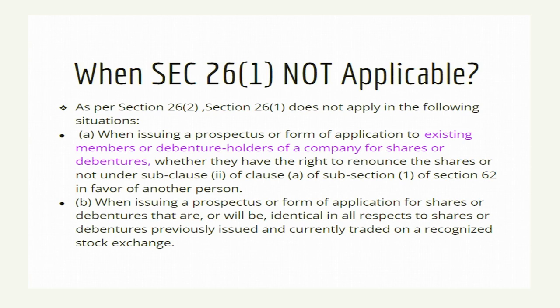And section 26(1): in which circumstances is it not applicable? As per section 26(2), section 26(1) does not apply in the following situations. The first situation is when issuing a prospectus or form of application to existing members or debenture holders of a company for shares or debentures. If you already issued securities and you further issue securities, in such cases this section is not applicable.